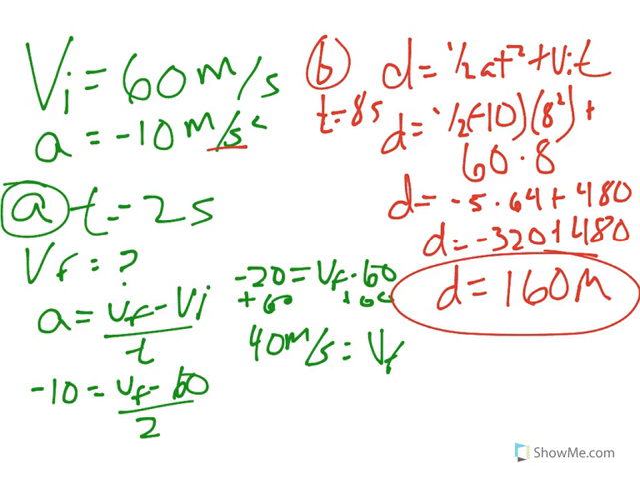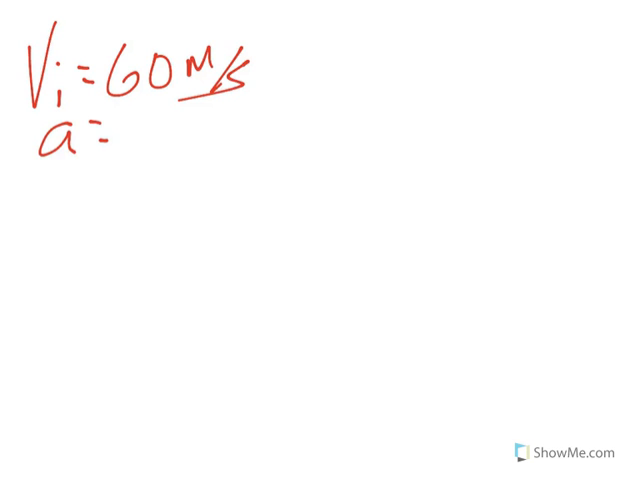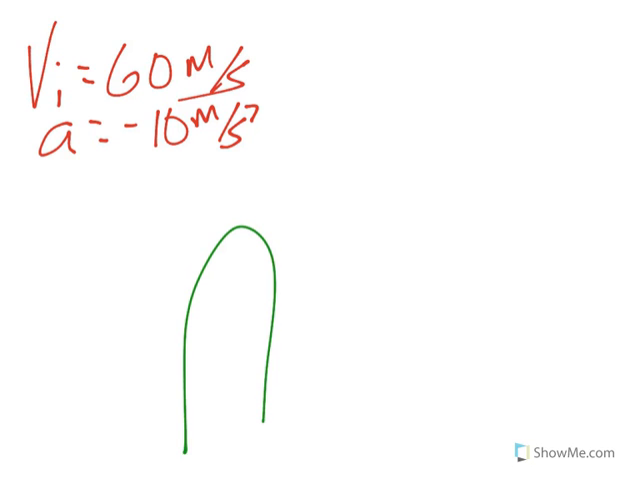All right, now, last problem. Let me rewrite this real quick. VI was equal to 60 meters per second. Acceleration is going to be equal to negative 10 meters per second squared. And it asks how high does it go. So we need to make an assumption that at the highest point, the velocity is 0. So what I need to do is figure out a formula that will work. If I know the final velocity, the initial velocity, and the acceleration, how can I solve for distance?